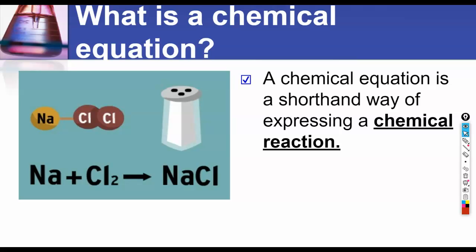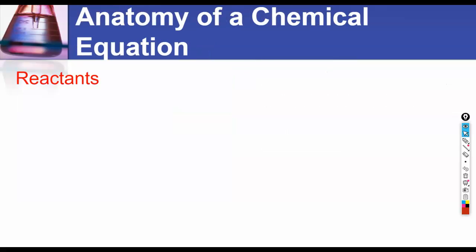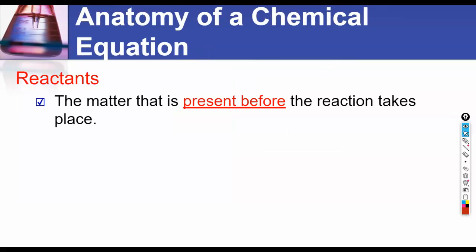Now, when you're looking at a chemical equation, what you're talking about is a shorthand way of writing what's going to happen in a chemical reaction. So for example, what we're looking at here, this chemical equation, we're basically saying that if we mix Na, which is sodium, with Cl2, which is chlorine, then we're going to get sodium chloride, which is table salt. Okay, and so this is just a way of expressing what's going to happen when chemicals react with each other. And then we talked about what a chemical equation looks like and how it's broken down.